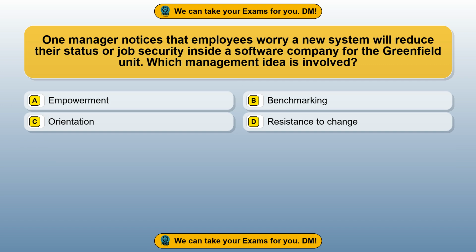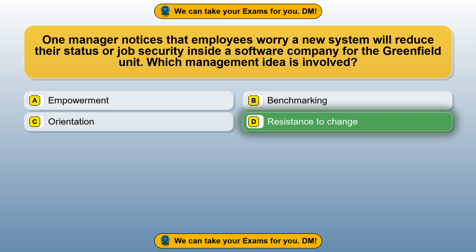Question 46. One manager notices that employees worry a new system will reduce their status or job security inside a software company for the Greenfield unit. Which management idea is involved? Option A, empowerment. Option B, benchmarking. Option C, orientation. Option D, resistance to change. The correct answer is option D, resistance to change.